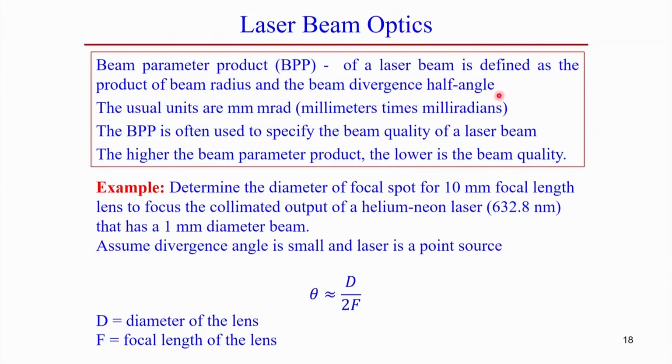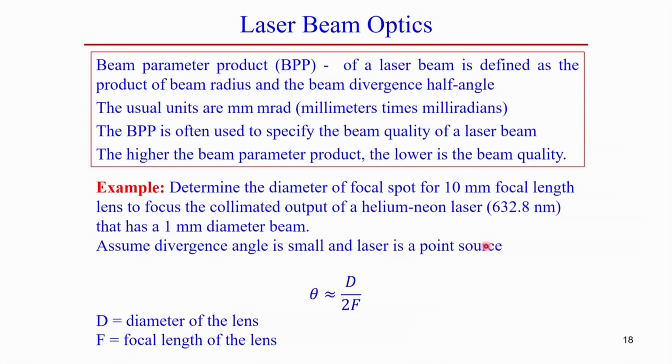So, apart from this parameter of laser beam quality, let us look into one example on laser beam optics. Let us determine the diameter of the focal spot for a 10 millimeter focal length lens used to focus the collimated output of a helium neon laser having a wavelength of 632.8 nanometer and a 1 millimeter diameter beam. Assume the divergence angle is small and the laser is a point source.